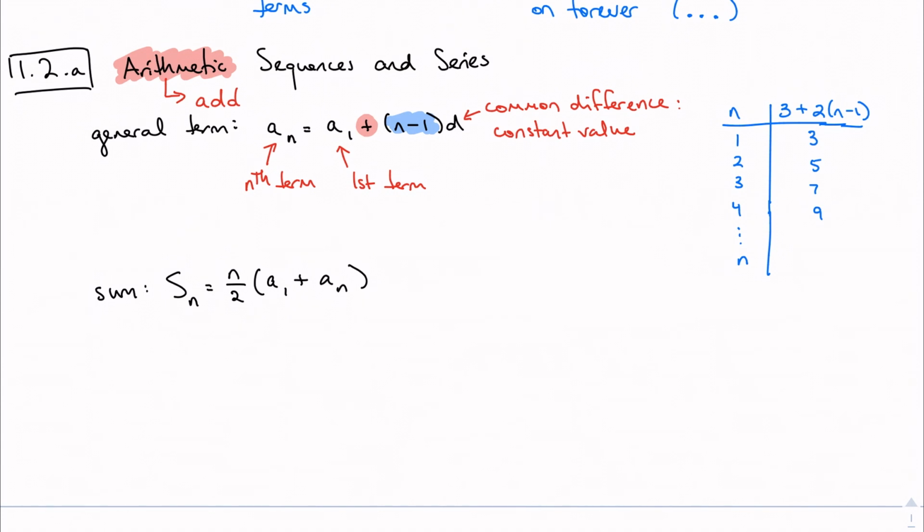If you notice, for my first term, I didn't have to add 2 at all, but to get to my second term, I had to add 2 once. To get my third term, I added 2 twice, and then 3 times, and so on. There's always one less 2 added than the term number I'm on. So if I got all the way to my nth term, I've started at 3, and I've added 2 one less time than the number of terms I've listed. That's where I'm getting this n minus 1 from. And that's going to come back over and over again throughout this whole chapter, or at least through the whole sequences and series part of this chapter.